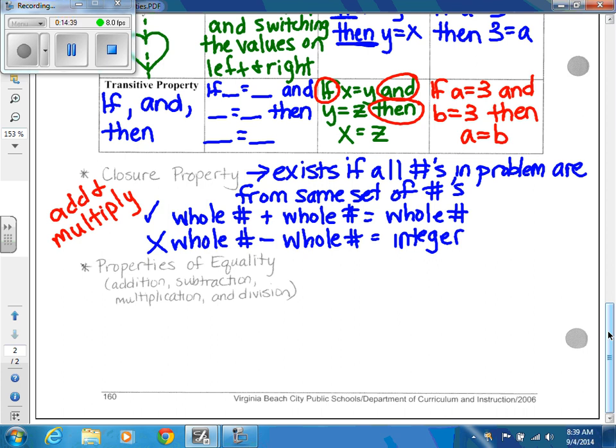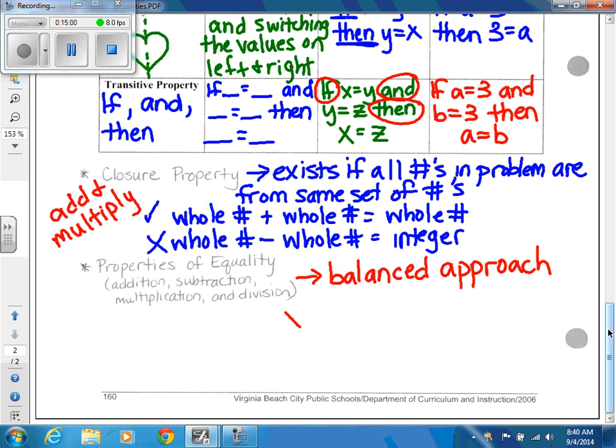Right, and the last one that I want to touch on, and again I will expound on this one in greater detail in the next unit, is the properties of equality. There are 4 of them. There's one for addition, subtraction, multiplication, and division. Right, and this is what goes to the balanced approach when we start talking about balancing equations. Okay, and I'll show you what this looks like, and then we will use it more later on.